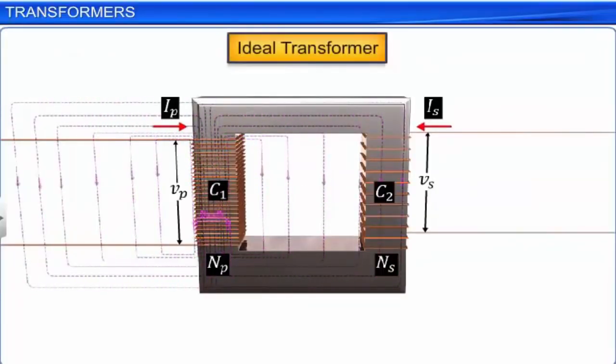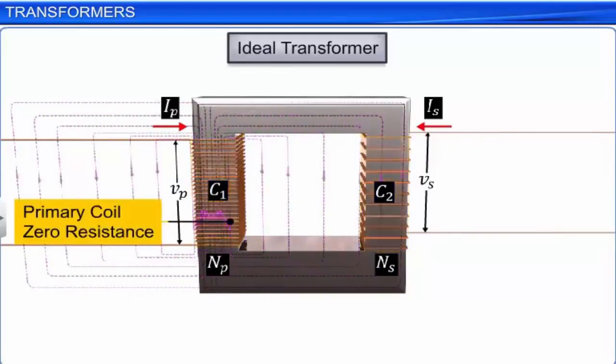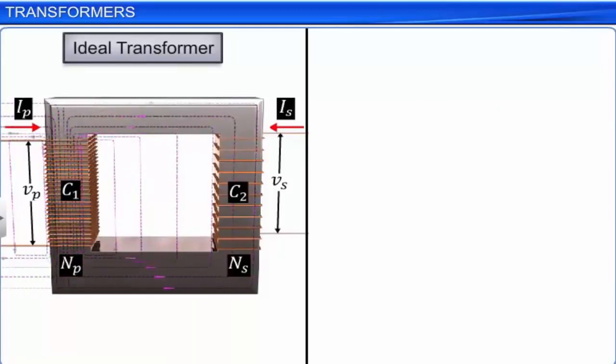Let us consider the case of an ideal transformer where the primary coil has negligible resistance and all the magnetic flux in the core links both the primary and the secondary windings. In such a case, the energy losses in the transformer and the core are zero. Then, due to mutual induction, the induced EMF or voltage in the secondary coil Es is directly proportional to the number of turns Ns in it. Then, according to the principle of mutual induction, the EMF Es is equal to minus Ns into d phi by dt, where d phi by dt is the rate of change of the magnetic flux linked with the secondary coil. The minus sign is in accordance with Lenz's law.